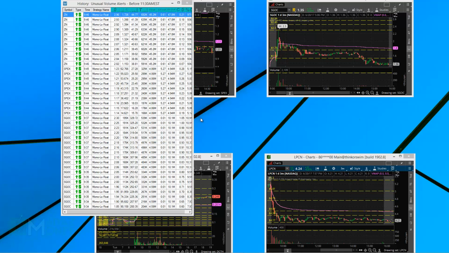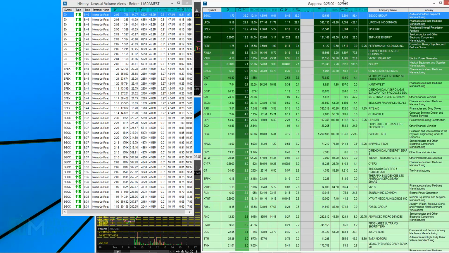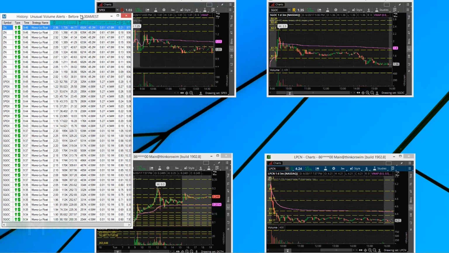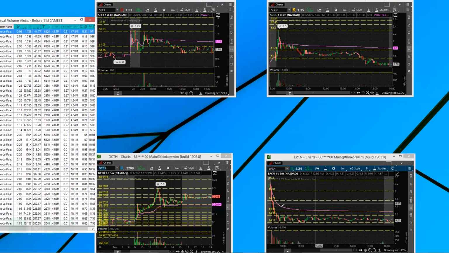Made some small money off of it, no problems. But my main focus today was LPCN because it was the most volatile, traded with the most volume at the open. So at the open, what you want to look at is which stock has the most volume. In this case, it was LPCN with the most volume at the open, 750,000 rather. DCTH did have 50 million at the open, but it was a 10-cent stock.